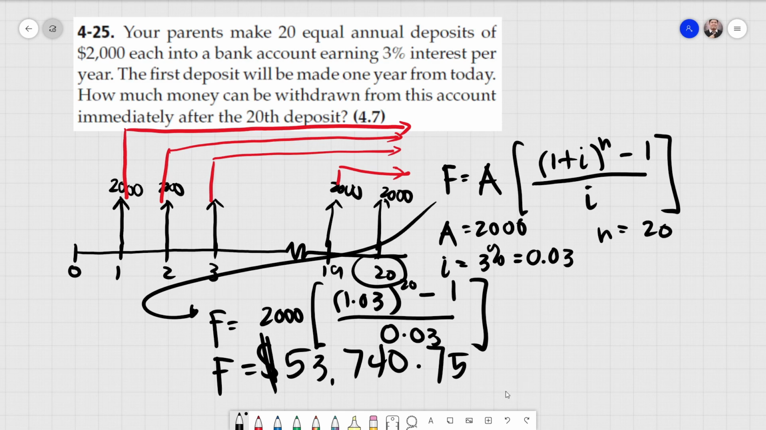So, dito sa year 20, ito na yung amount na kanilang naipon at 3% interest and investing continuously for 20 years.